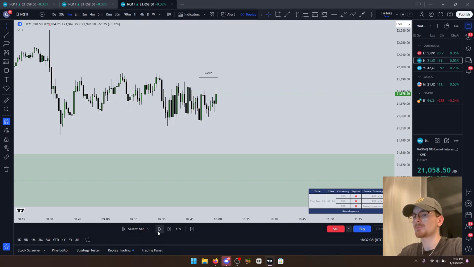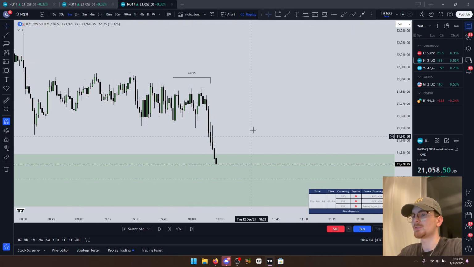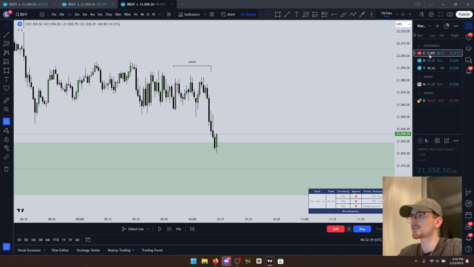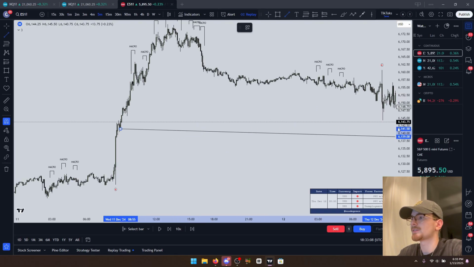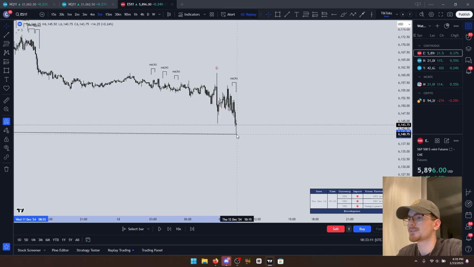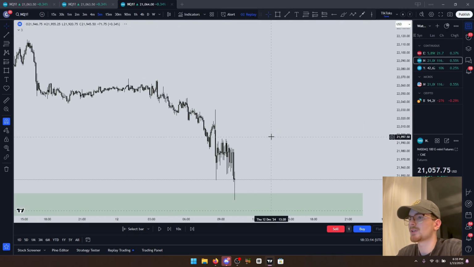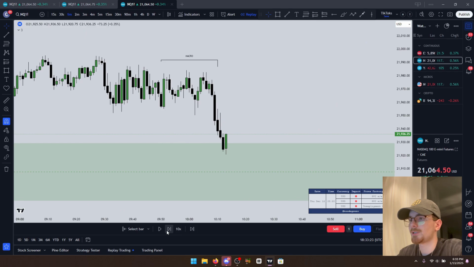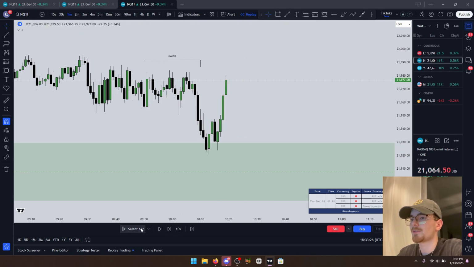And if you'll notice, this macro starts, we dip down into that 15-minute buy side imbalance and form SMT with ES here on the 5-minute when ES takes out this low and NQ does not. Now all we need is a change in the state of delivery. That would be a close above this fair value gap right here.